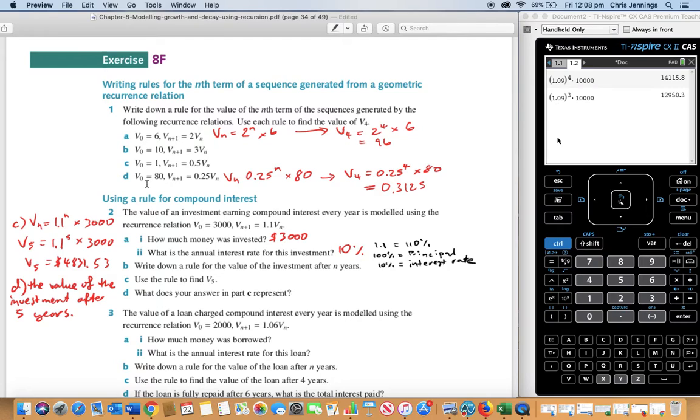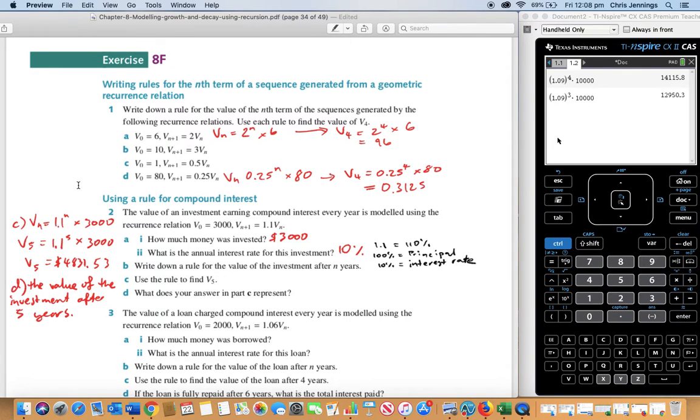And I've done D also. So in this case, I should add a little equal sign in there. Vn equals 0.25 to the power of n, because we want to find the specific n, multiplied by the initial value. And 0.25 to the power of 4 is going to be a very small number. You multiply that by 80, and it's going to give you that value there.